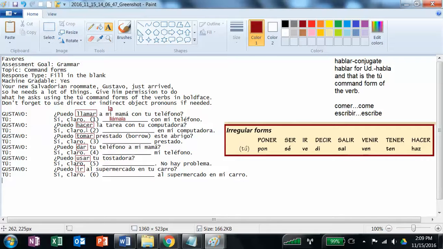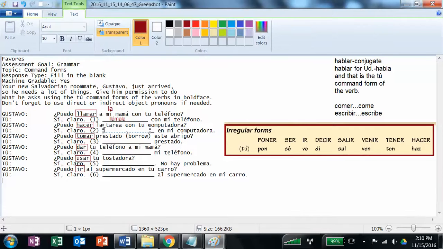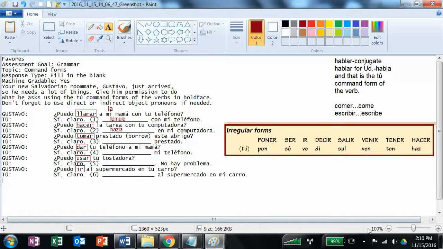¿Puedo hacer la tarea con tu computadora? Sí, claro, blank en mi computadora. Again, I'm going to have to say, yes, do it on my computer. And the it is the homework, which is going to again be la. Hacer is irregular. I just use haz. Obviously, the stress, because it's a one-syllable word, fell on the A. So then, I don't think I need to write it in with the hacer because it's already falling where it's supposed to. Okay, so I don't need to add the accent mark in on hazla because it's still falling where it's supposed to.